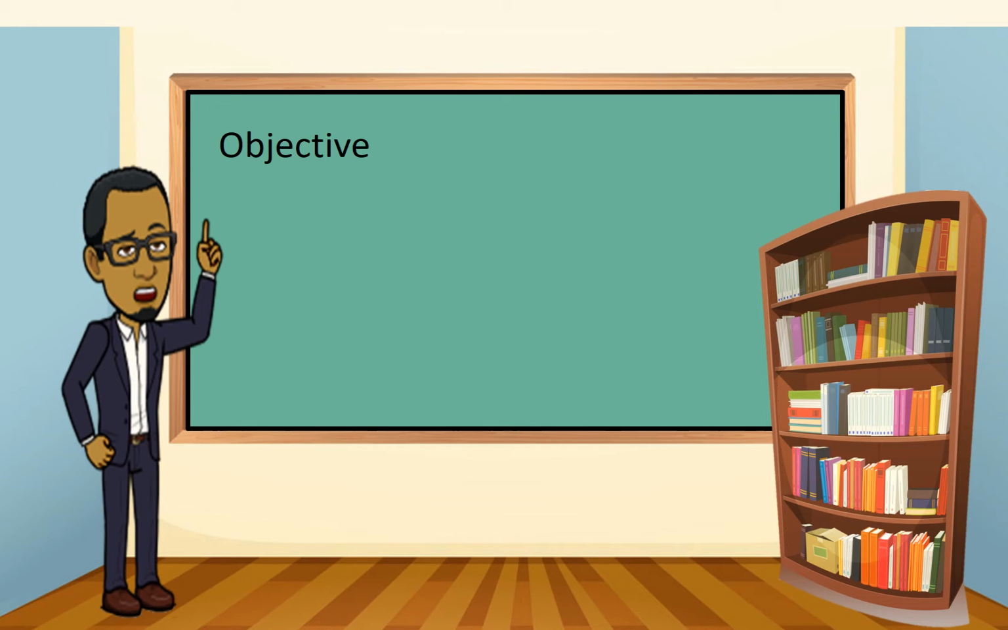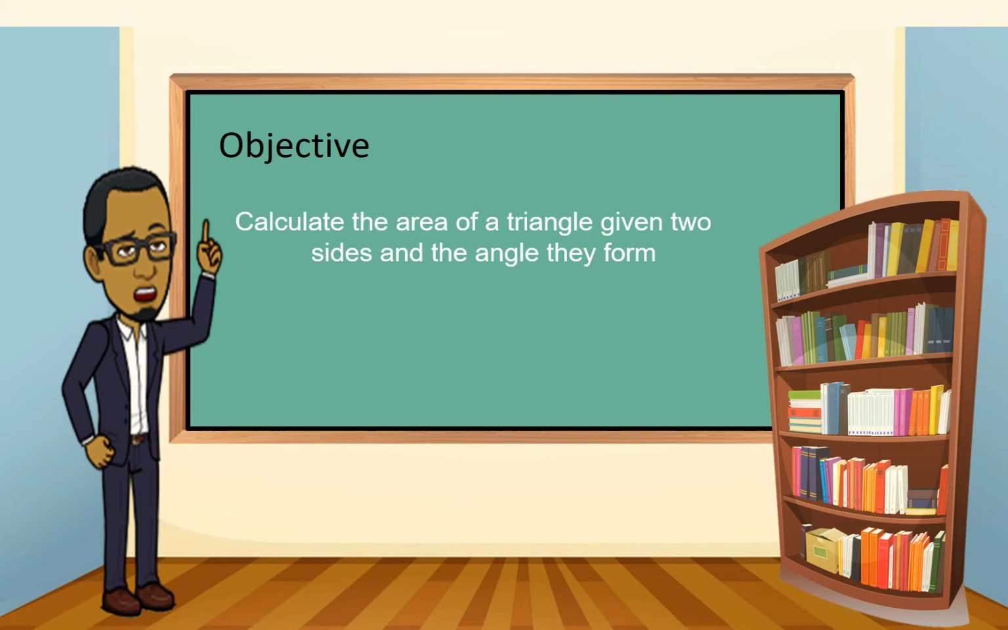Today, for our mathematics experience, we will be exploring how to find the area of a triangle given two sides and the angle they form. We will tackle finding the area of triangles which do not have right angles. Grab your calculators and a sheet of paper as we tackle these together.